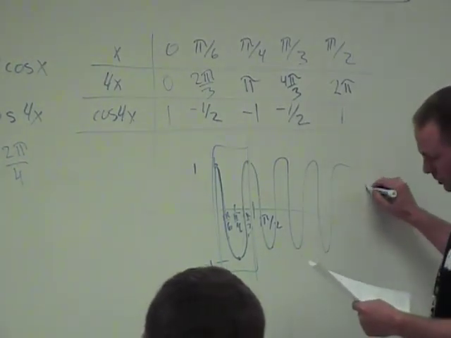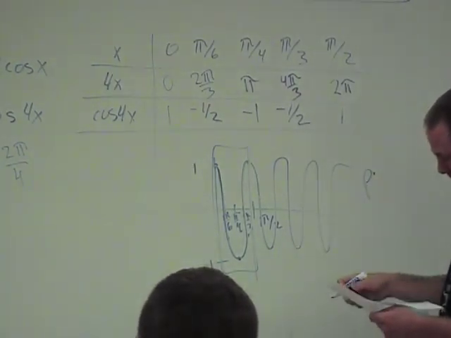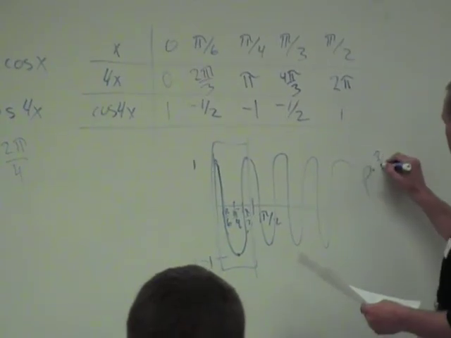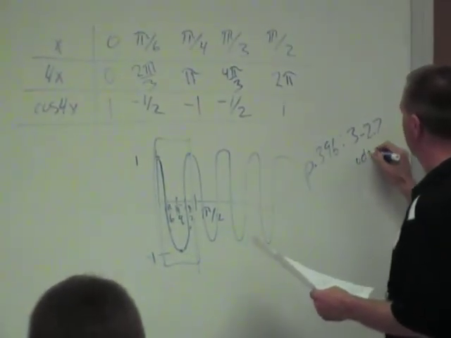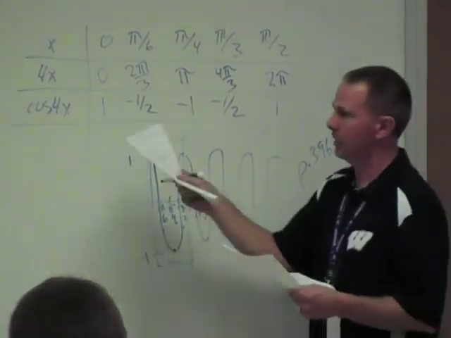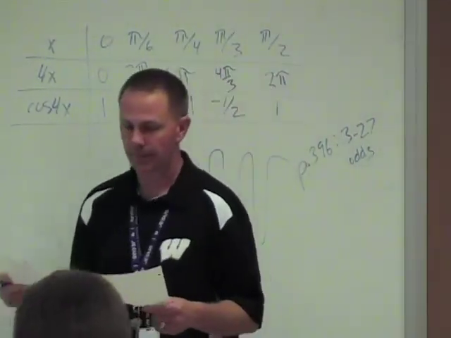Alright, page 396. I only want you to do the 3 to 27 odds. It's stuff just like this, okay? Alright.